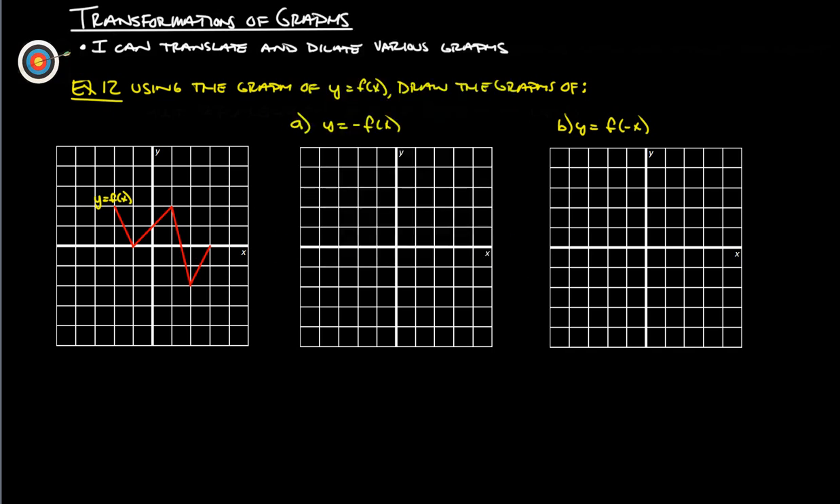All right. Okay, using the graph of y equals f of x, draw the graphs of y equals negative f of x and y equals f of negative x. Okay, so the negative f of x, the negative out front, means it's going to flip the whole thing over the x-axis. So we're originally at -2, positive 2, but now since it's flipped over the x-axis, now we're going to go down 2 instead.